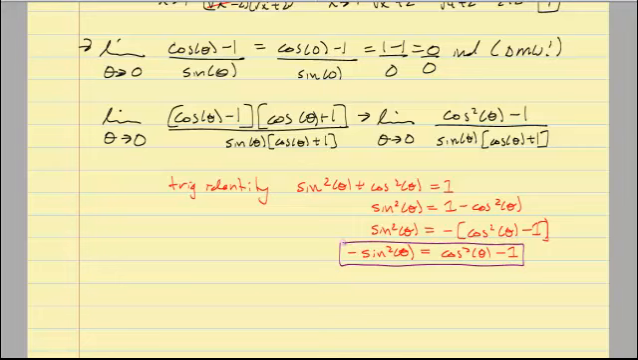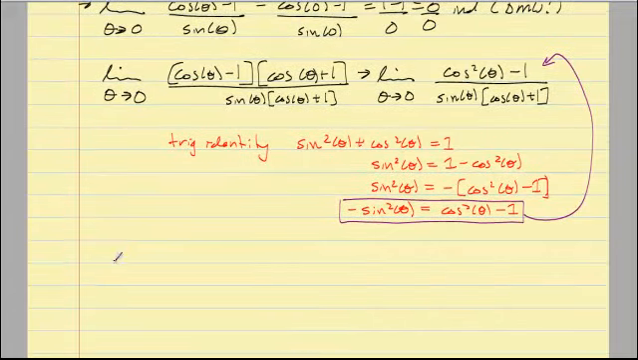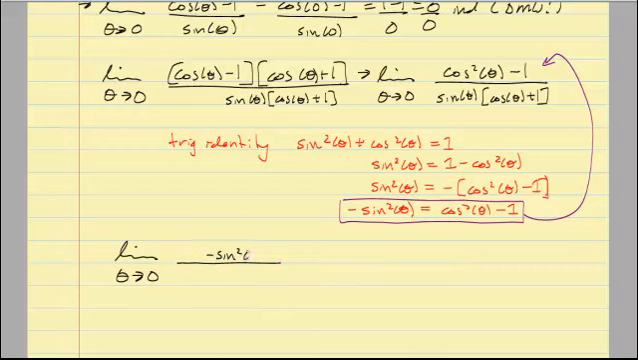Now if we wanted to, we could have got here a lot faster. From up here, if we would have just solved by subtracting the 1 across and moving the sine squared across. But again, there's more than one way to get around there. So I'm going to make that substitution. The limit as theta approaches 0, and it looks like we're left with in the numerator negative sine squared theta because of that substitution. So we have sine theta, cosine theta plus 1.